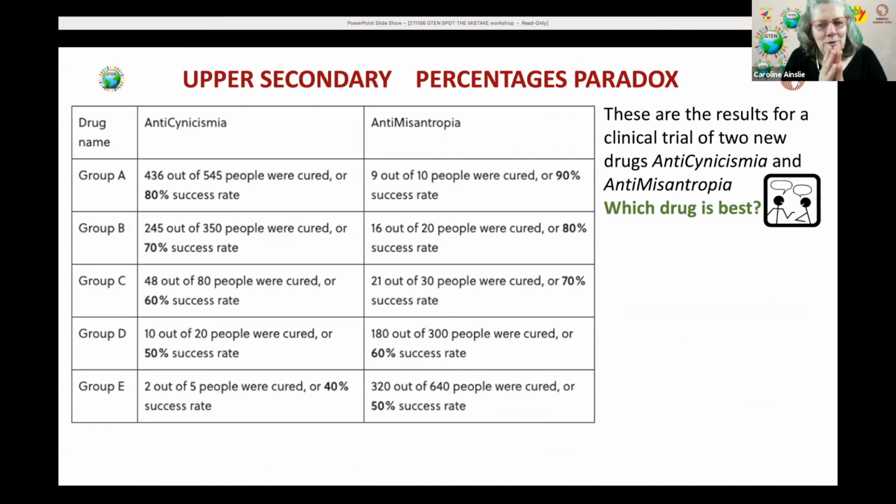So that's strange. We have drug trials and we've got some very clear data here. Intuitively, you look at the two, which one is going to come out as the winning drug? Look at anti-misanthropia: we've got 90% versus 80%, 80% versus 70%, 70% versus 60%, 60% versus 50%. In every single category, the percentage for misanthropia wins over anti-cynicismia. I like these names.